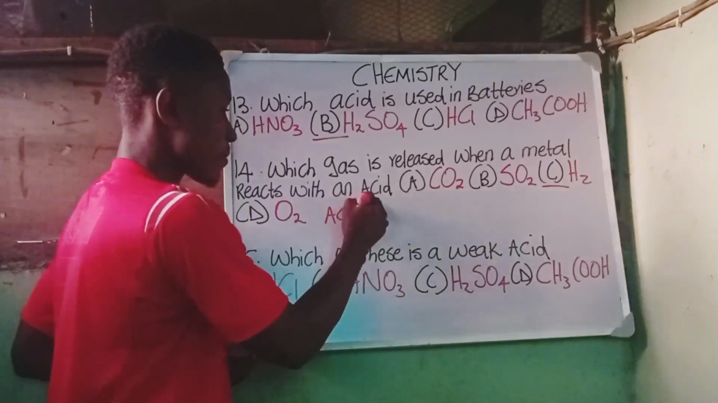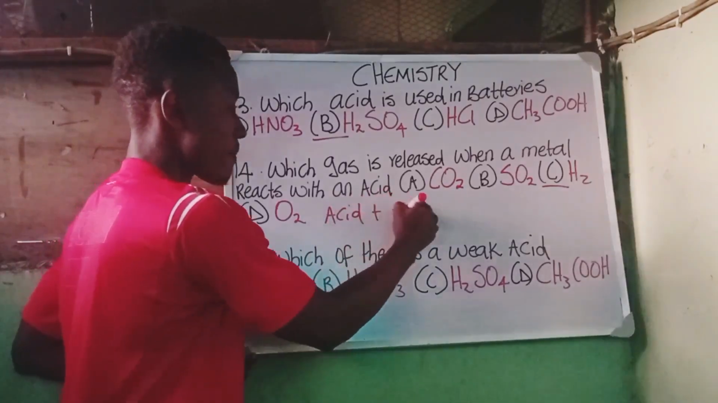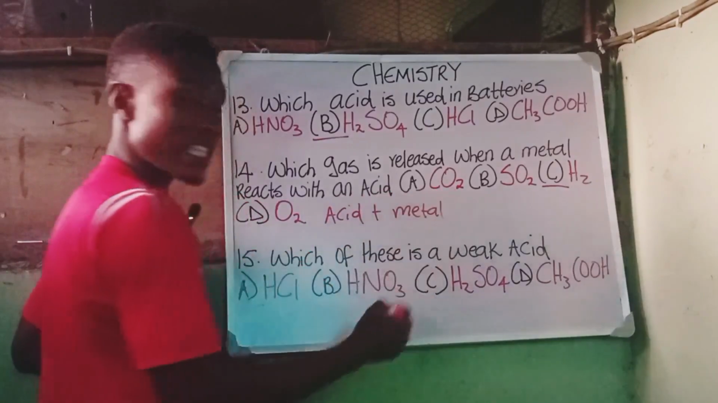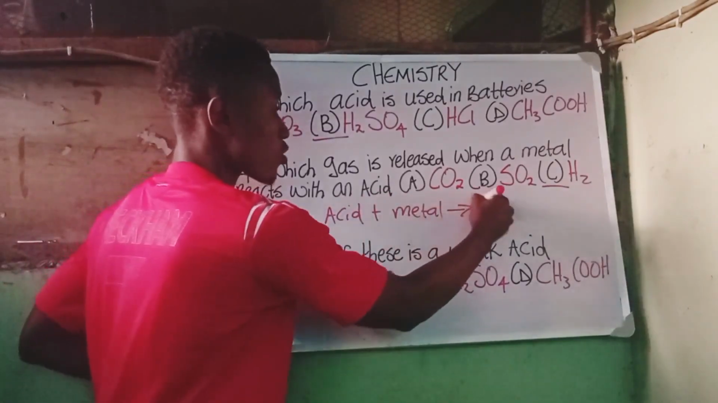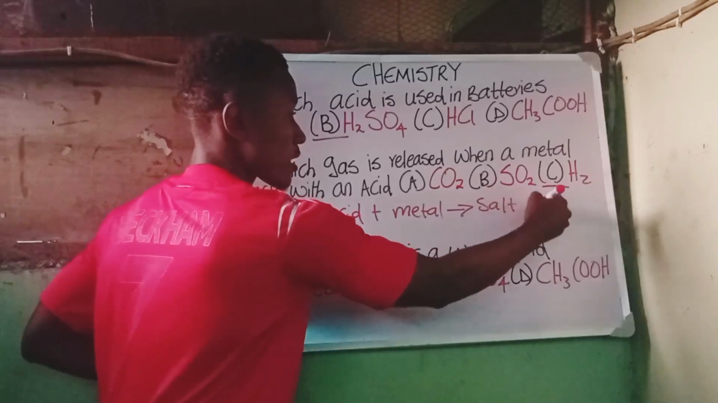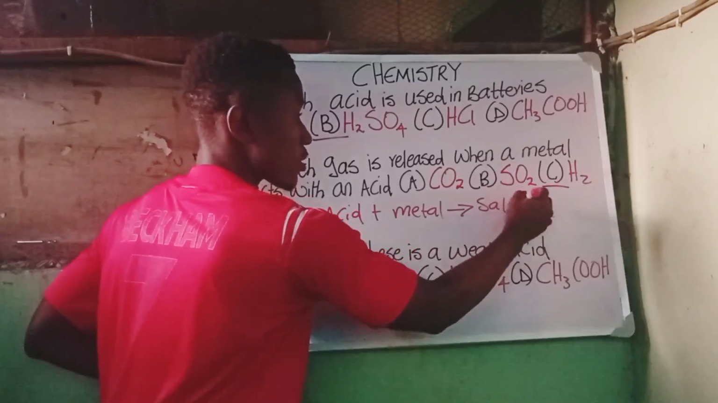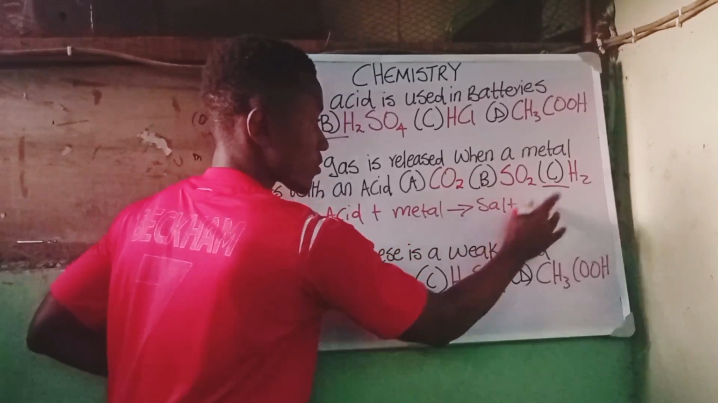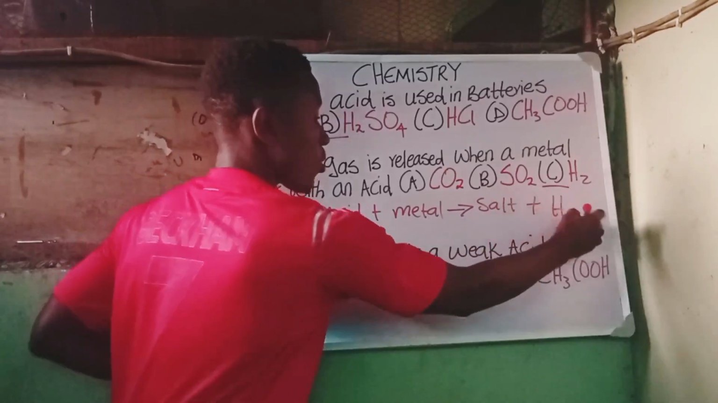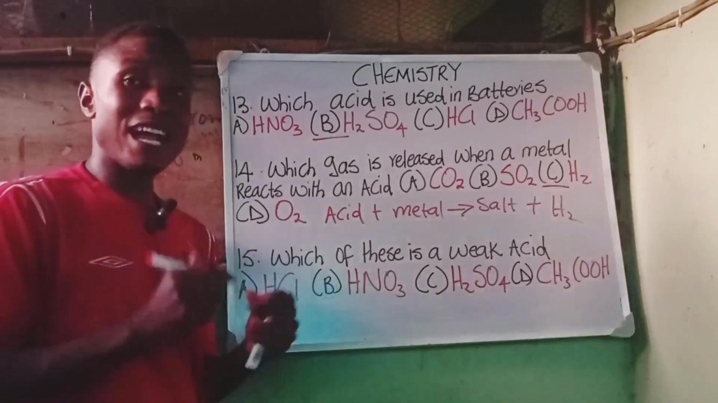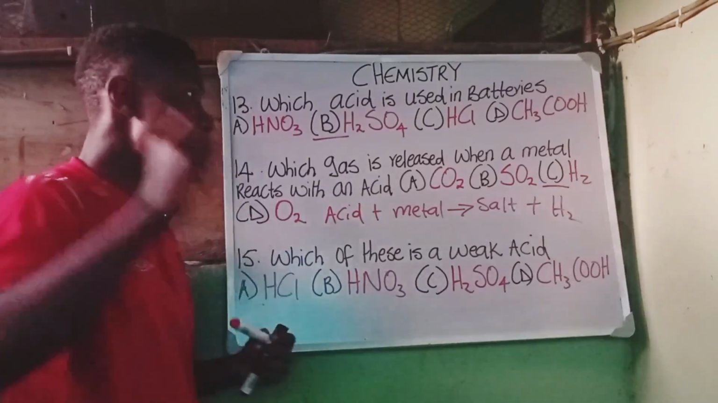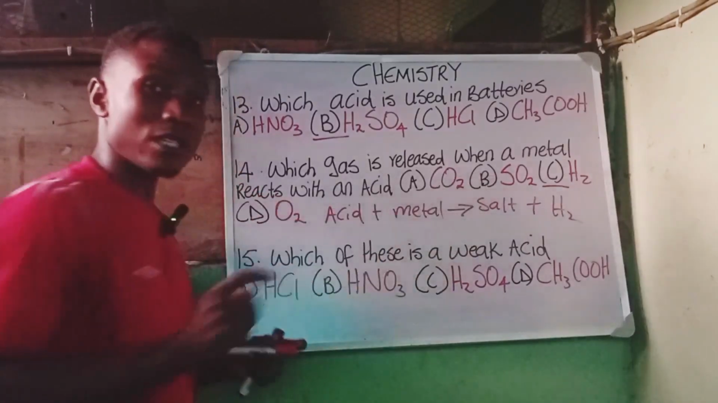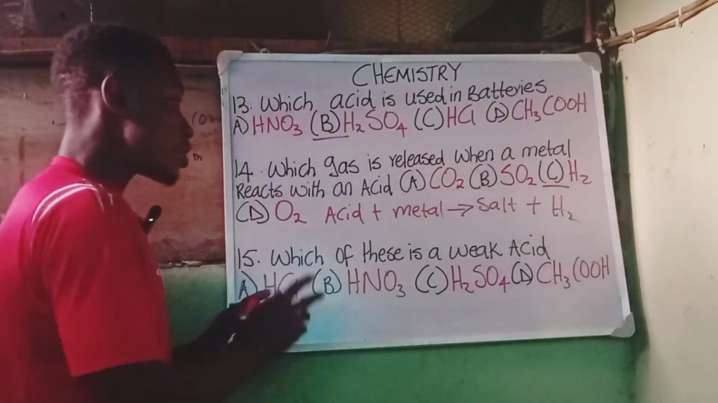So we have our acid plus metal. Our acid plus metal is going to give us salt plus hydrogen gas. So we are going to have our salt plus hydrogen gas. So this is the type of gas that is released when a metal reacts with acid: hydrogen gas. And the last question is, which of these is a weak acid?